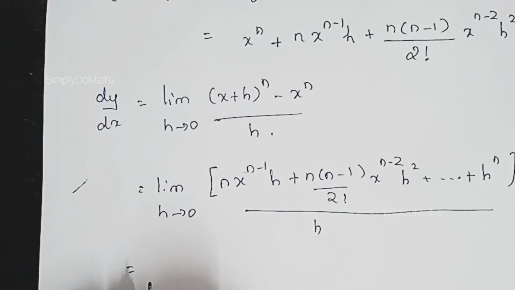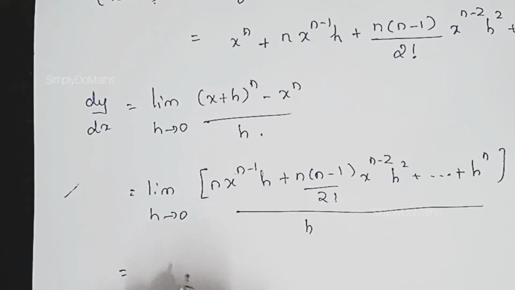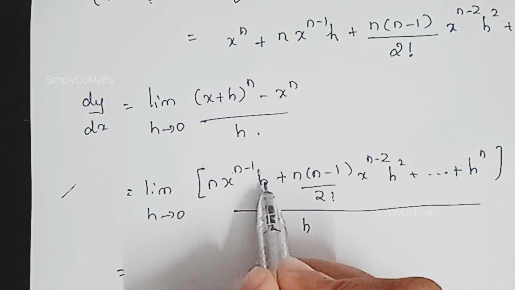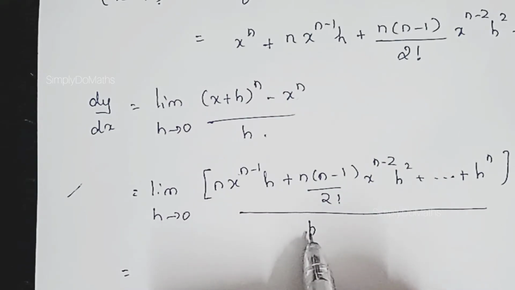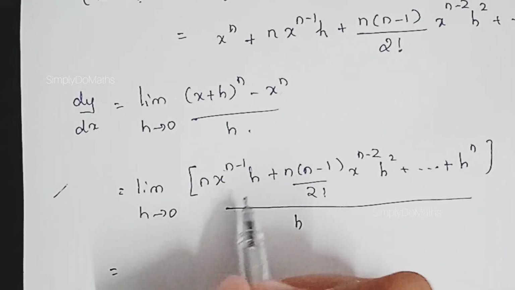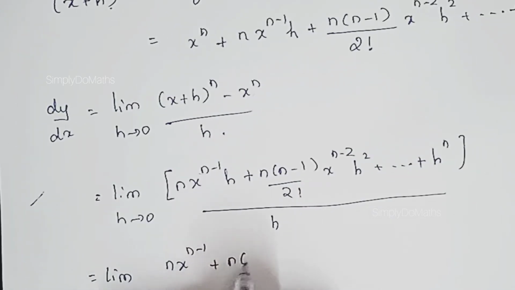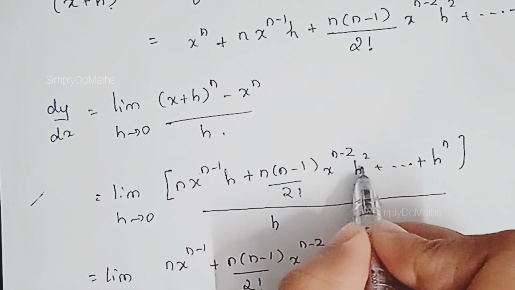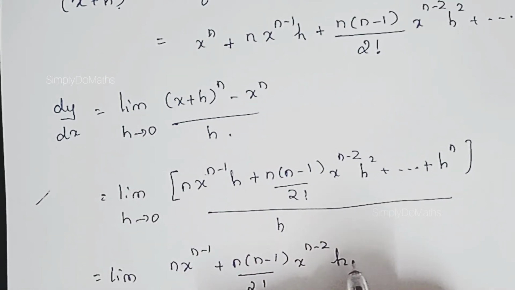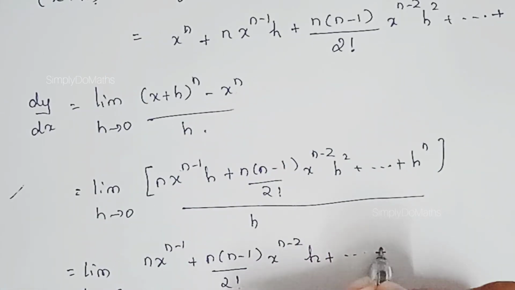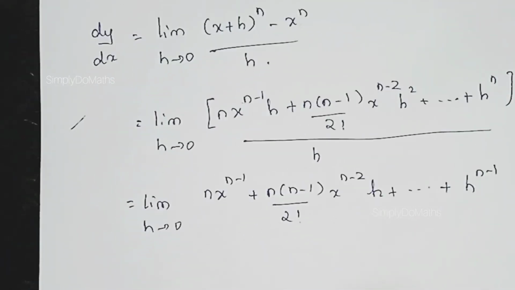Now we'll take h common. Because whenever you take the value of h outside, this h and this h will cancel together. Now we are left with n into x raised to n minus 1. Okay, I will write it down. Limit as h tending to 0, n into x raised to n minus 1 plus n into n minus 1 divided by 2 factorial x raised to n minus 2, 1 h we have taken outside, we are left with 1 h here, and so on up to here, 1 h we have taken outside, we are left with h raised to n minus 1.